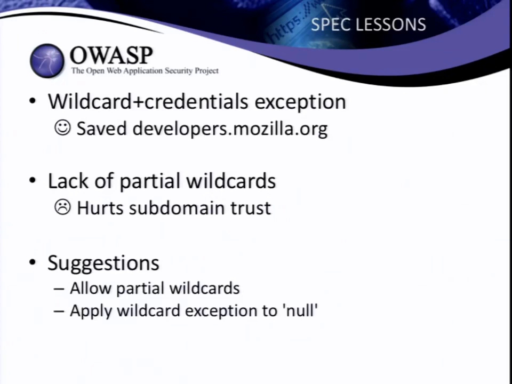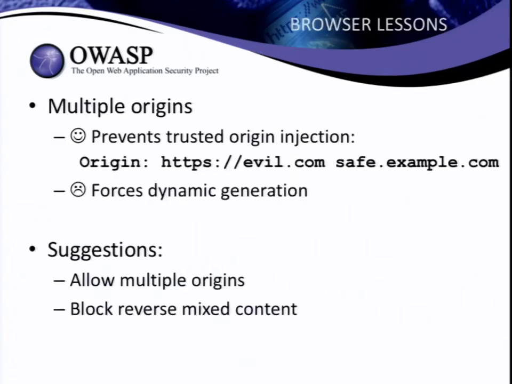I would argue that the lack of support for partial wildcards, which means that you can't, with a hard-coded value, say I trust all of my subdomains, has forced a lot of people to do dynamic origin header generation, which they wouldn't have had to do otherwise, and has caused quite a few of the vulnerabilities that I've shown you today. So if the specification supported that, I think there would be fewer vulnerable servers over time. From the browser's point of view, I think multiple origins should be supported, because once again, that would reduce the number of people forced to dynamically generate the origin header.